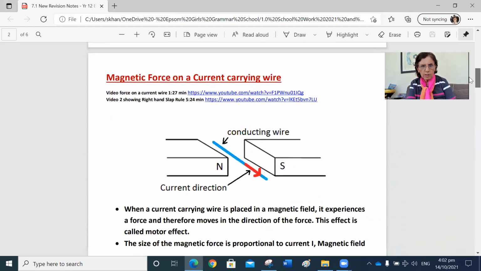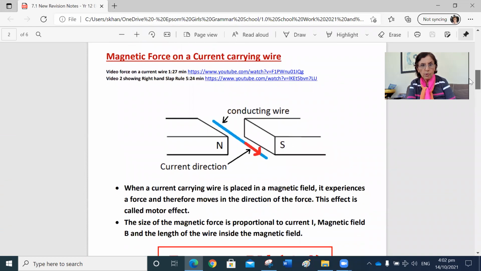Now, that was the magnetic field. The main focus this year is on the motor effect, which is basically how a current carrying wire experiences a force when it is placed in a magnetic field. So there are two magnets, and their lines of magnetic field always go from north to south. If there is a current carrying wire placed in a magnetic field, it will experience a force and it will move. You might have seen that demo in the classroom.